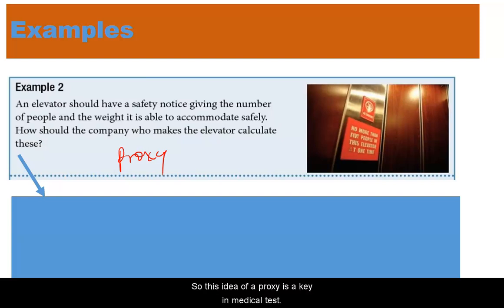This idea of a proxy is key in medical tests. You should know that the idea of a proxy is key in a medical test. For example, where measuring is very expensive or requires invasive surgery, if something else is found to be closely associated and easily measured, then that is often measured instead. That is a proxy. A proxy takes variations.